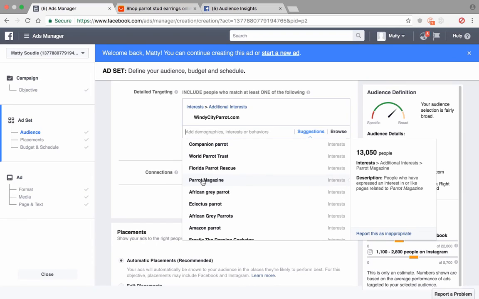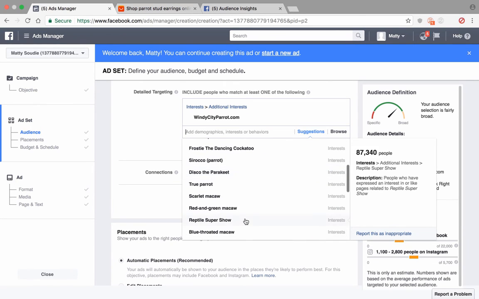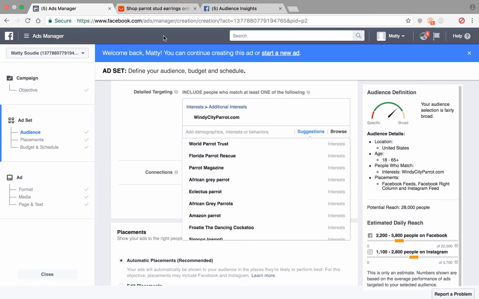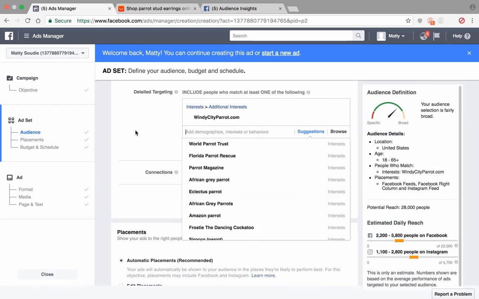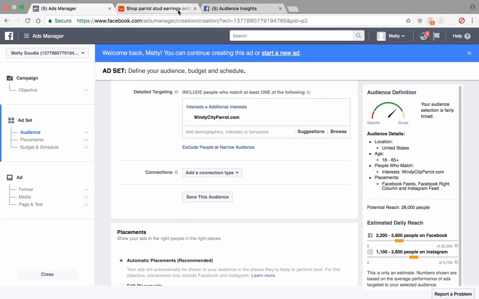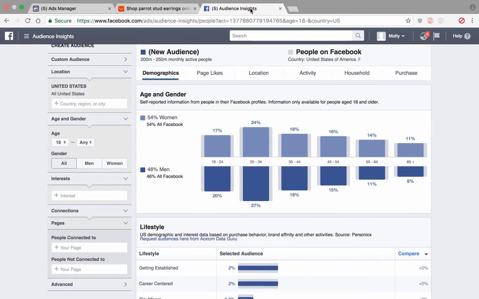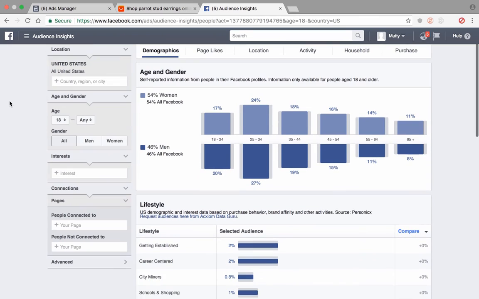So now what do we have? Parrot Magazine, great. Florida Parrot Rescue, great. World Parrot Trust, a whole fund dedicated to, contributing to the parrot world. Companion Parrot, great. Disco the Parrot, probably some parrot personality. Exactly. See, those are the interests you want to go for. And again, we're going to start reaching people that are like this, in targeted interests. So that's how you go about it. And you're going to get the hang of it the more products you launch. And you'll start to see which niches have targeted interests and which ones are the targeted interests within those kinds of products. But if you're stuck, this is a really great tool.